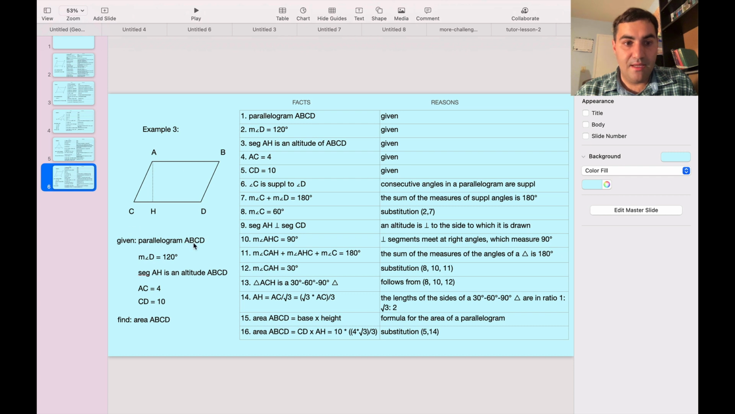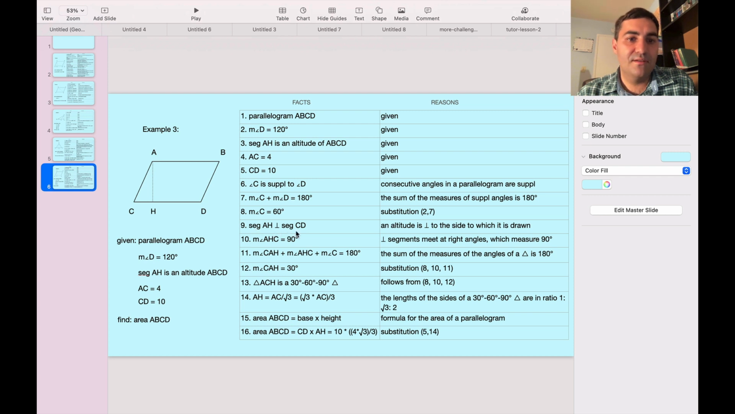We're given a parallelogram ABCD. We're given the measure of angle D equals 120 degrees. We're given that segment AH is an altitude for ABCD, and the length of AC equals 4 and the length of CD equals 10. Find the area of ABCD. So we write down what we know. We know that angle C is supplementary to angle D because consecutive angles in a parallelogram are supplementary. The sum of the measures of supplementary angles is 180 degrees. So the measure of angle C plus the measure of angle D equals 180 degrees. If we plug in the measure of angle D equals 120 degrees, we get the measure of angle C equals 60 degrees.